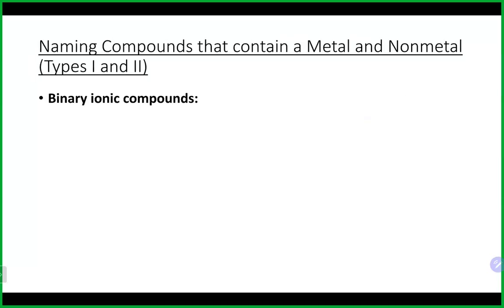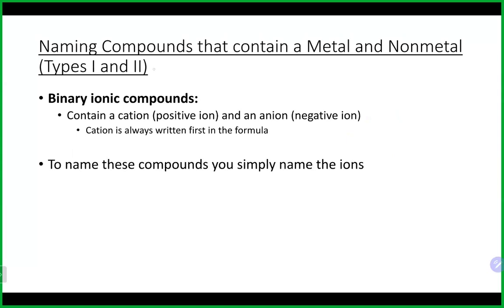So let's talk a little bit about type 1 and type 2 compounds. Type 1 and type 2 compounds are ionic compounds. And they will always have a metal and a non-metal.